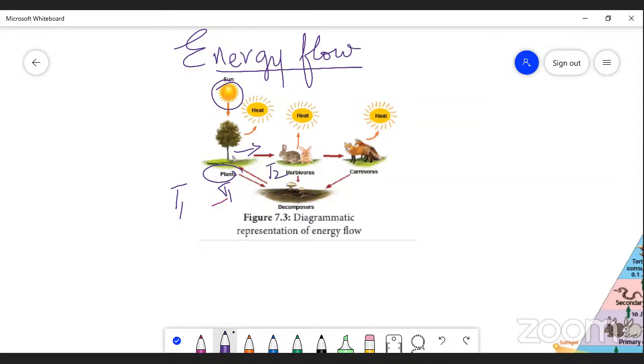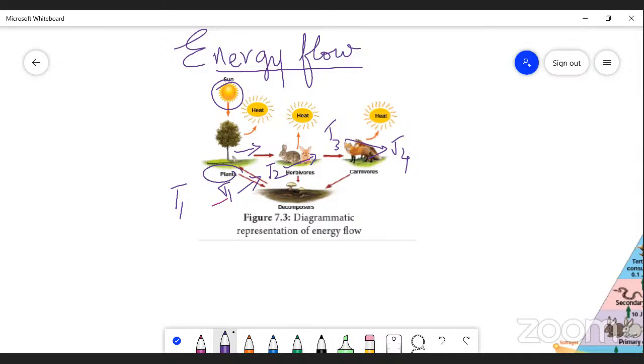Actually, trophic level 2 is occupied by herbivores, trophic level 3 is occupied by carnivores, and trophic level 4 is occupied by top carnivores, right? So here, right from trophic level 1 to trophic level 2, from trophic level 2 to trophic level 3, from trophic level 3 to trophic level 4, the flow of energy takes place unidirectionally. That is called the energy flow, right?